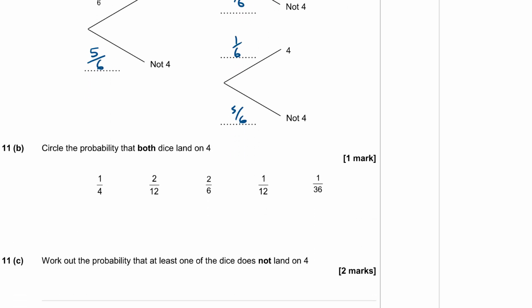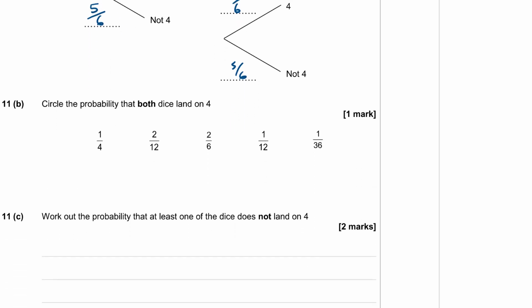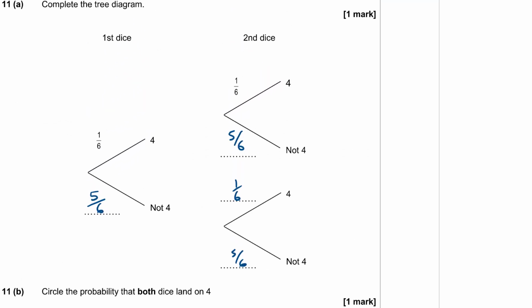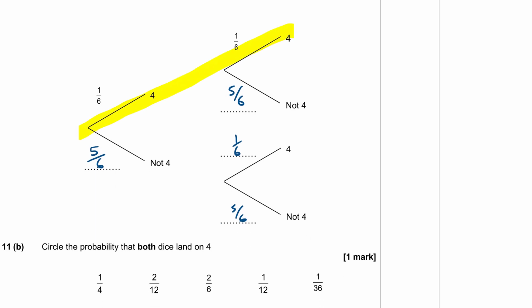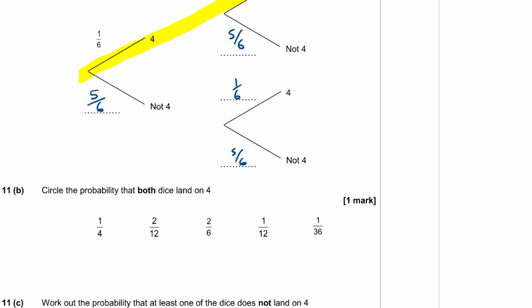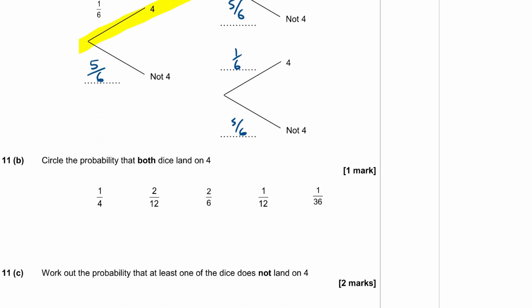Okay, so then circle the probability that both dice land on 4. Now both dice land on 4 is this route here. So that's the probability of 4 and 4. Probability of 4 and 4 is going to be those two values multiplied together. Then it's going to be 1/6 times 1/6, which is 1 over 36. Is that one there?